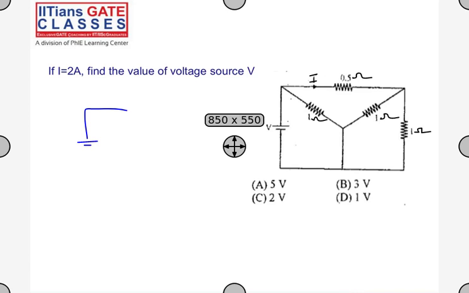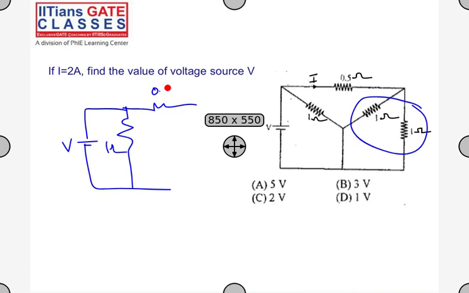So 1 ohm parallel with 1 ohm, what will you get? This is 0.5. So these two are in parallel, and you'll get 0.5. So the total resistance here will be 1 ohm. The 0.5 and 0.5 ohm in series will give you 1 ohm, and the current given here is 2 amperes. So you'll get something like this.